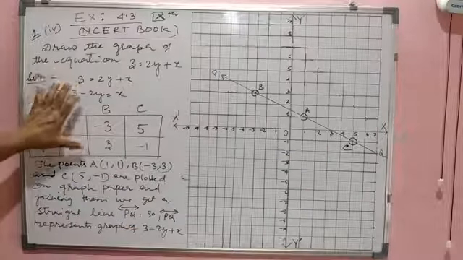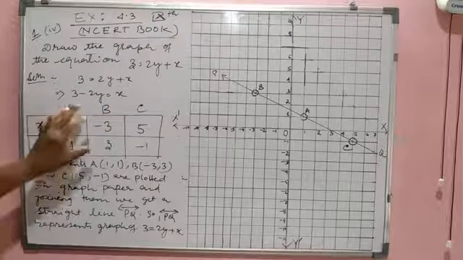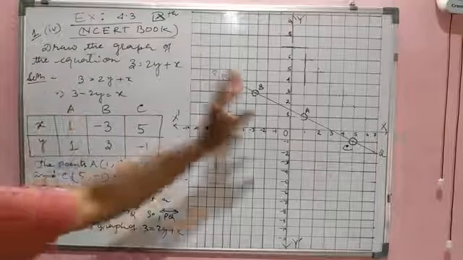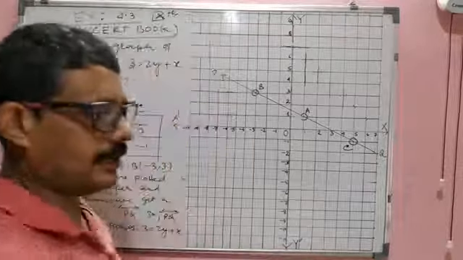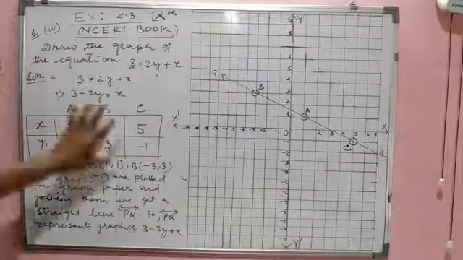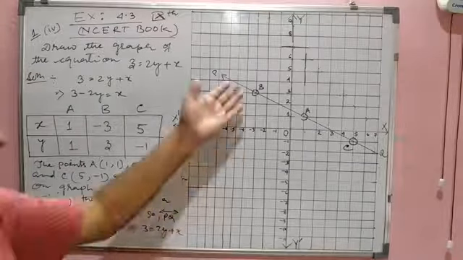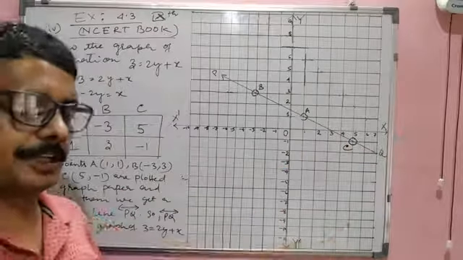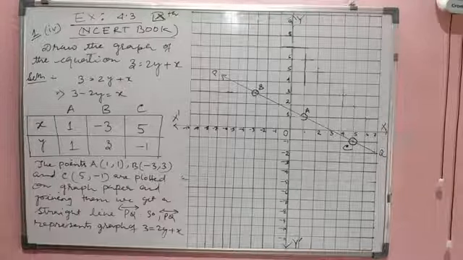So the main thing is, first of all we have to find 3 points, that is 3 solutions of this equation. Then we have to plot all these points, and then see whether they are collinear or not. If they are collinear, then we get the straight line. If they are not collinear, that means some mistake is there, either in getting the solution or plotting the point, so you have to check it. If it comes as a straight line, then your graph is correct. Next you see some question.